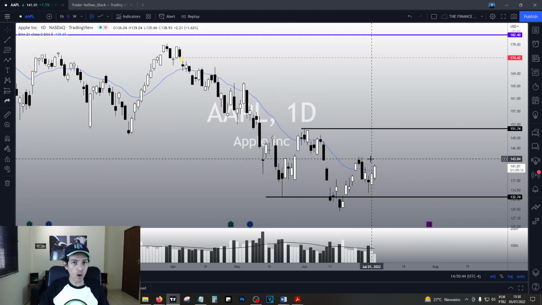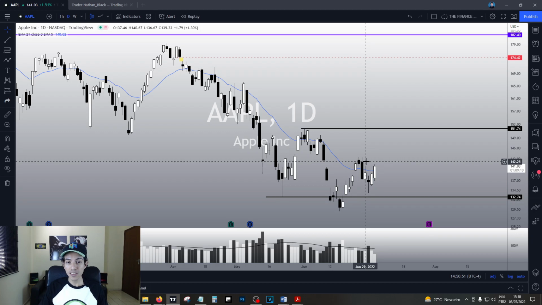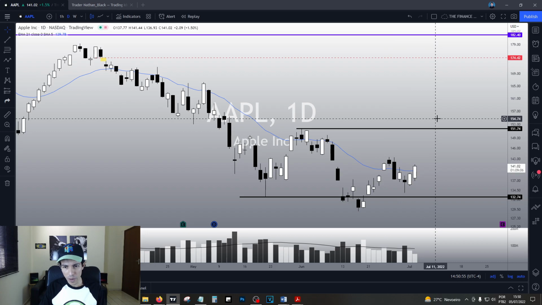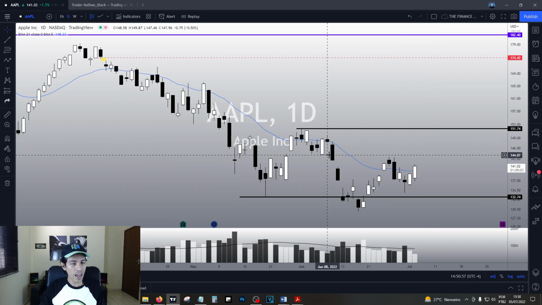Is there any hope for a recovery? Could Apple actually recover from here? Yes, it could easily. And I'm gonna share the key points to you guys in this video. However, keep in mind, it is still a bear trend, okay? Apple is still bearish. We don't see a confirmation of a bullish reversal yet, so let's assume Apple will just keep dropping.